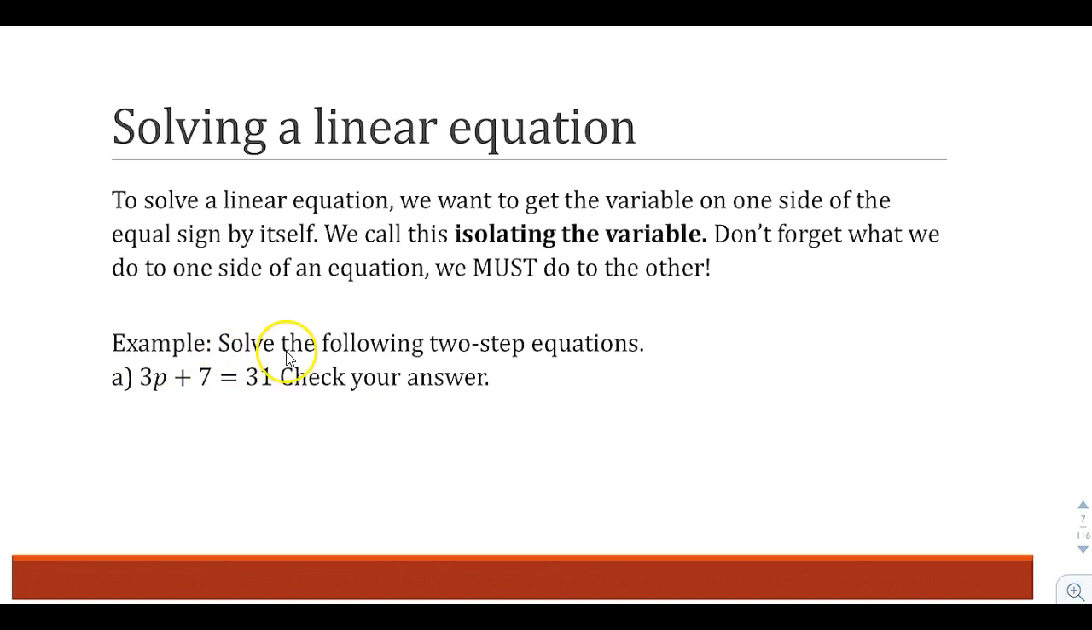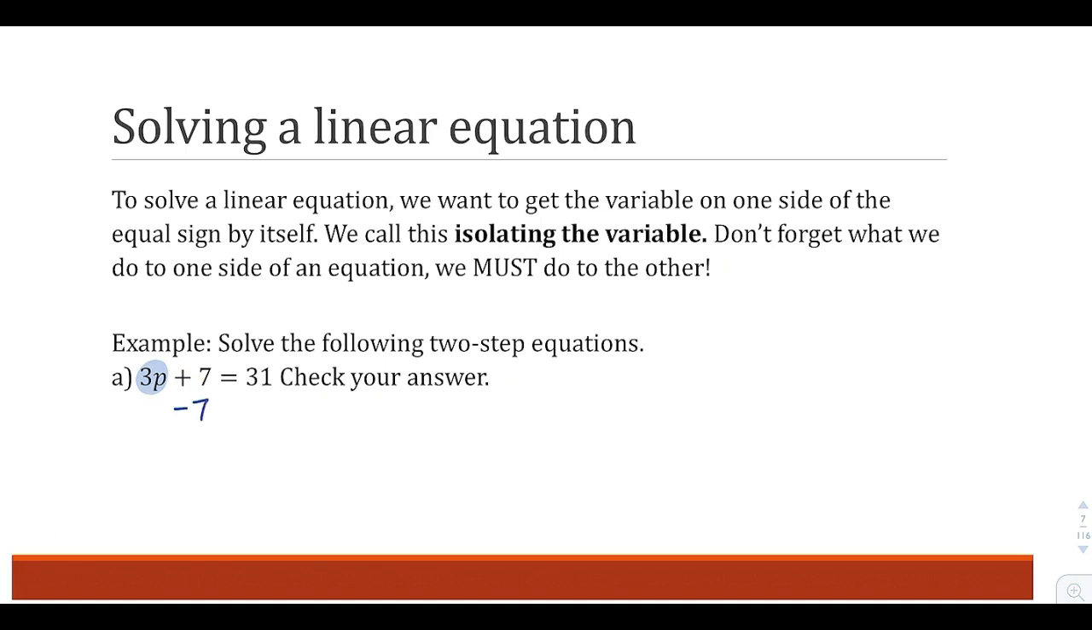So in the first example, we want to solve the following two-step equations. So for part A, we have 3p plus 7 is equal to 31, and then we're asked to check our answer after solving. So remember that I have to isolate the variable p, but that first means I need to isolate the term 3p, because right now I have this plus 7 that's next to it. So to get 3p by itself, I'm going to need to subtract 7 from both sides. I need to do the inverse operation of addition, which is subtraction.